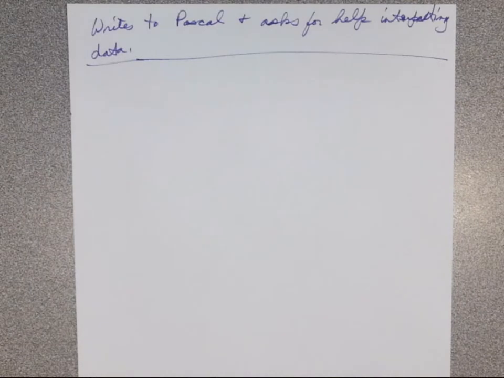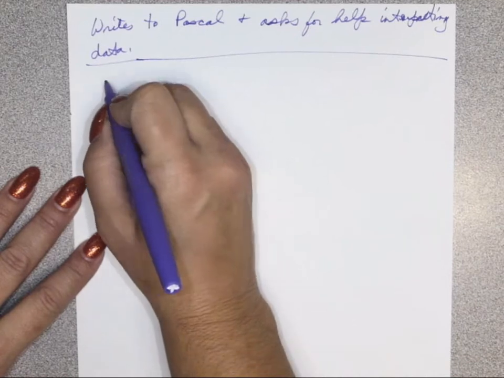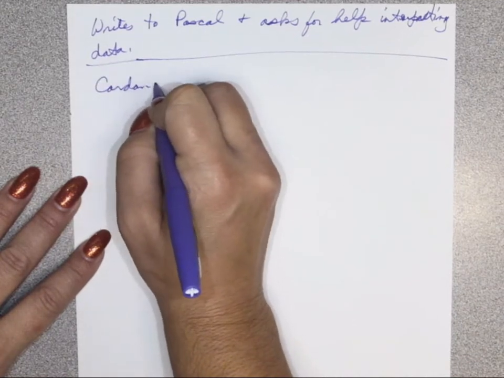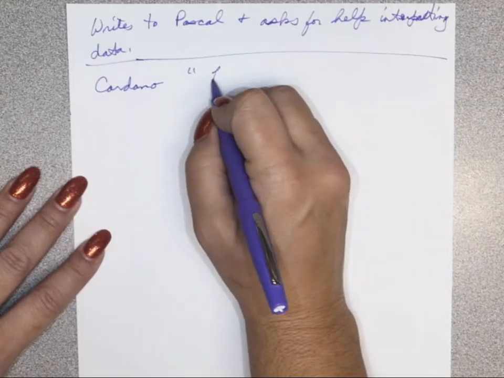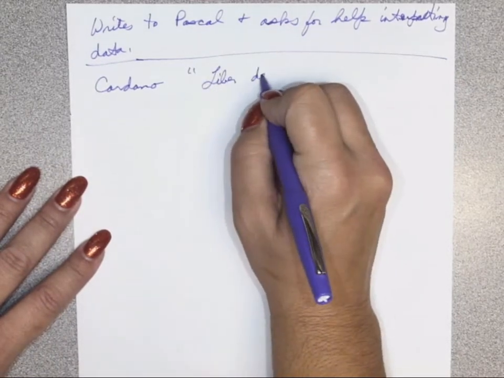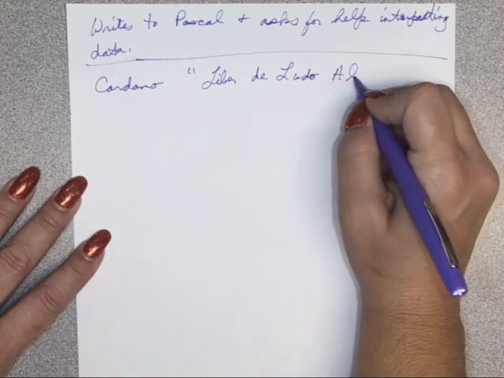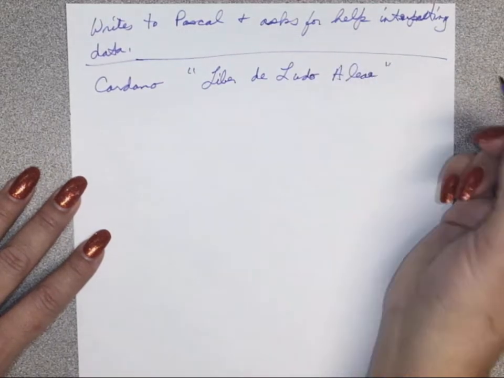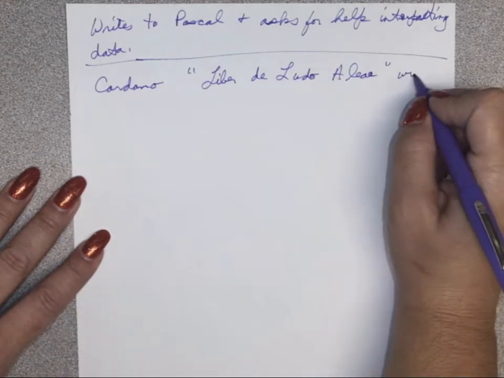Let's look at, there's one other. Oh, of course, we have to talk about him. Cardano has already written the book called Liber de Ludo Aleae. I do not have a translation for that one, sorry. It was written in 1550.